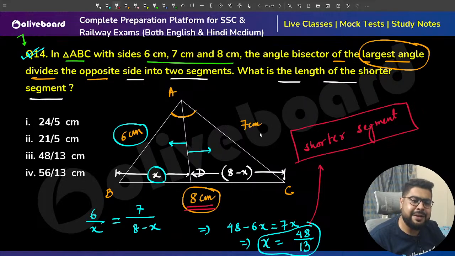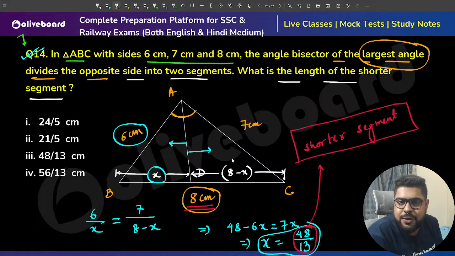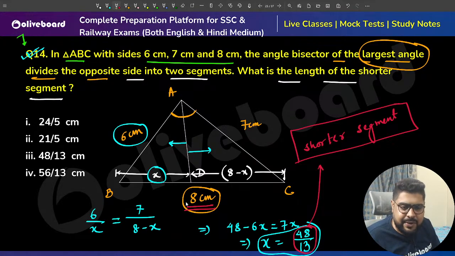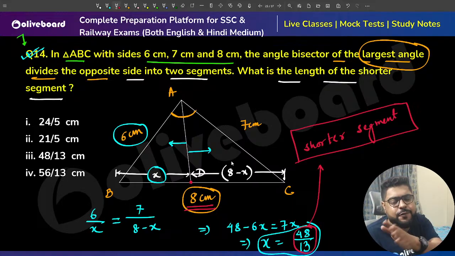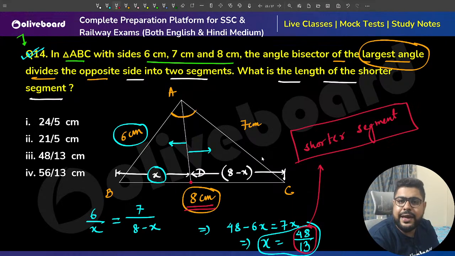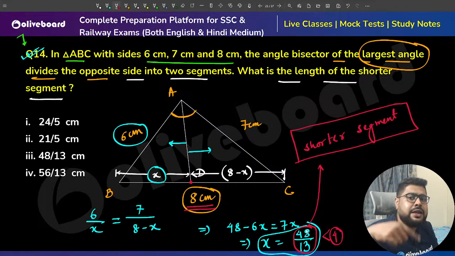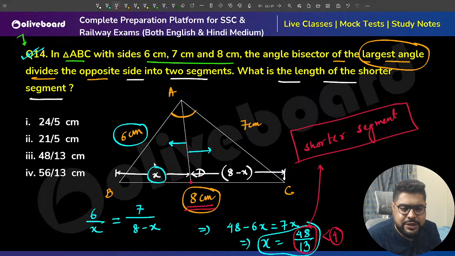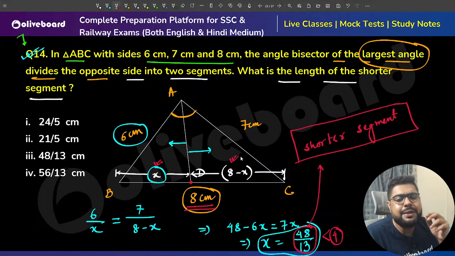Because the other side will be 8 minus this. If both were equal, it would have been 4 and 4. If this is the midpoint, then it is 4 centimeter left, 4 centimeter right. That happens in the case of an equilateral or isosceles triangle. But this is a scalene triangle, so both are not equal. You see, this is less than 4, because 13 4s are 52, not 48. That means this x is less than 4, which automatically makes the other side greater than 4, because the sum must be 8.